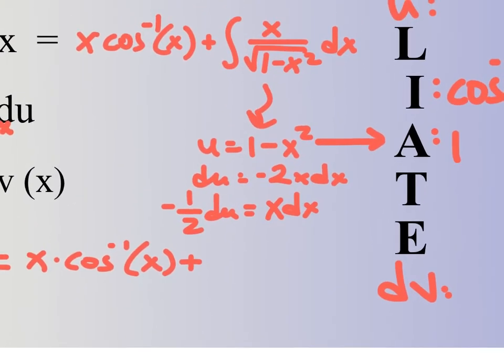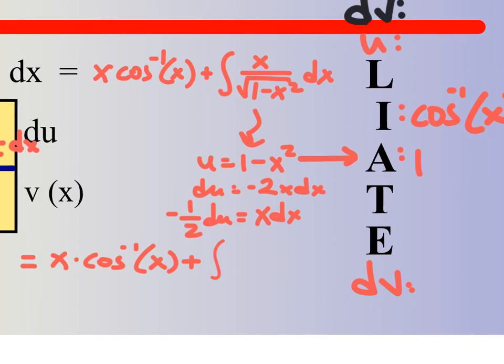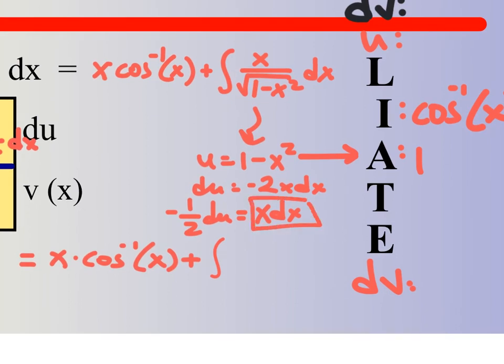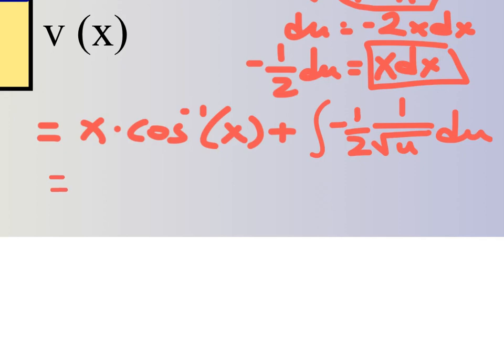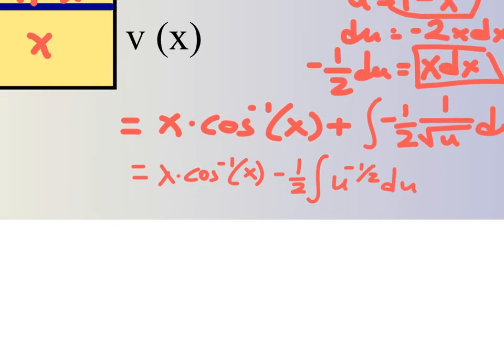So ultimately what that would be is the integral. Okay, x dx is going to be replaced by -1/2 du, and 1 minus x squared would be 1 over the square root of u. So we need to integrate that. No change here. I'm going to bring that -1/2 out, and I'm actually going to write this as u to the -1/2 du to make it easier to integrate.